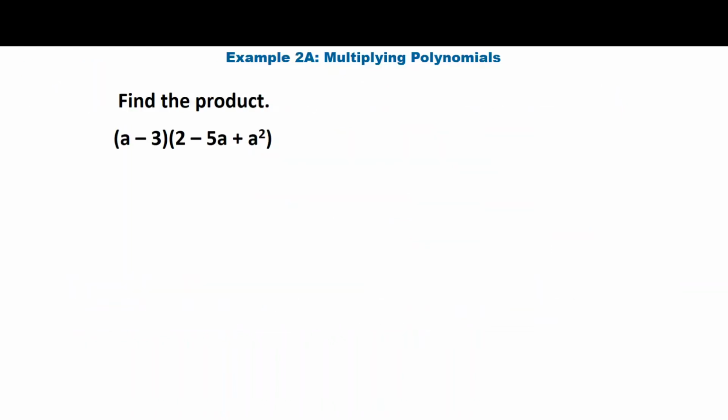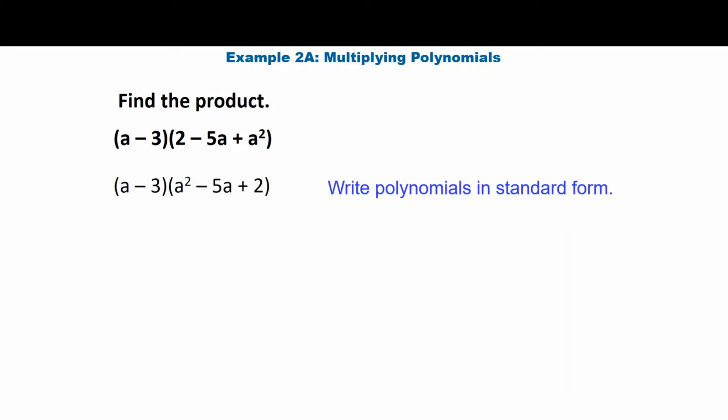So here's an example. Let's find the product of this. The first thing we should do is go ahead and write the polynomial in standard form. That just means that the exponents are listed in order from greatest to least. So now all we have to do is distribute here. So we're going to take a times a squared is a to the 3rd. Multiply a times negative 5a, so that's minus 5a squared. Multiply a times 2, so that's going to be plus 2a.